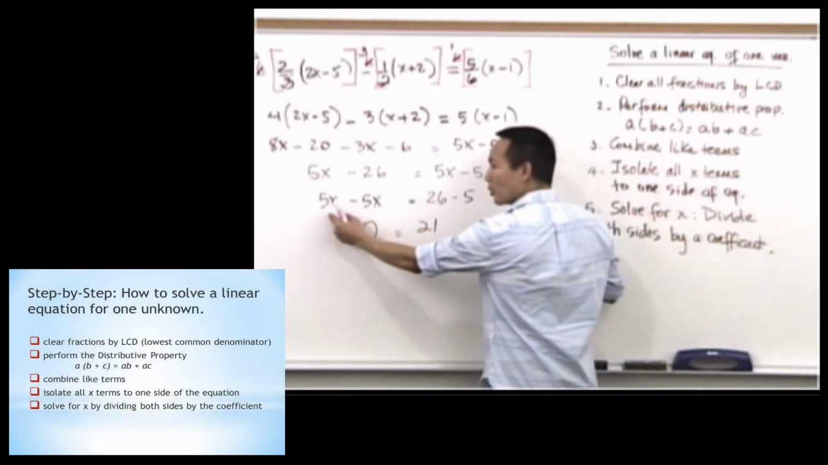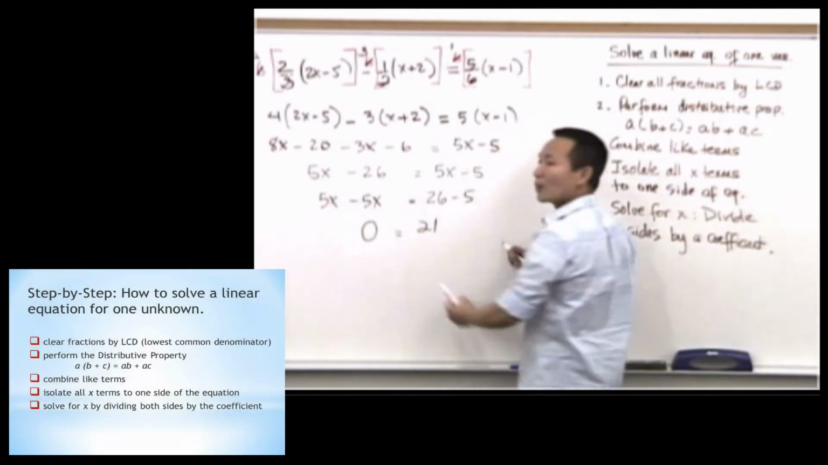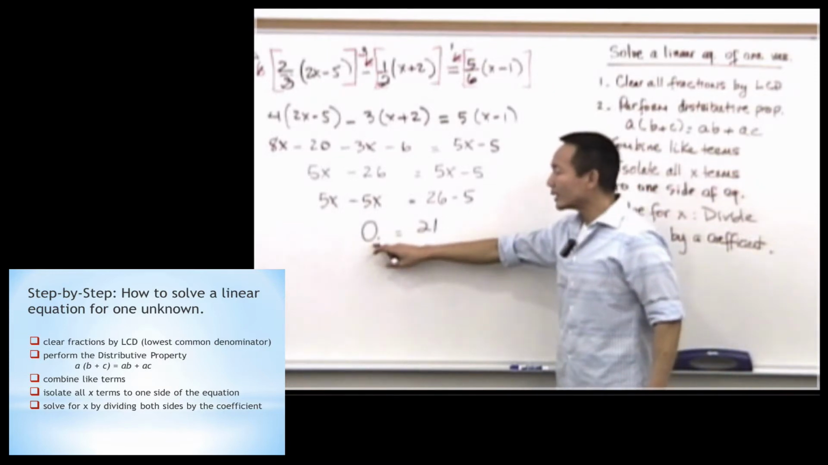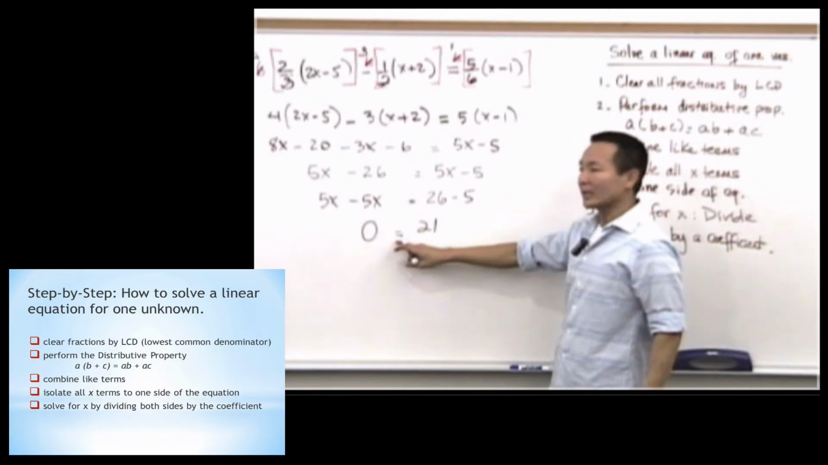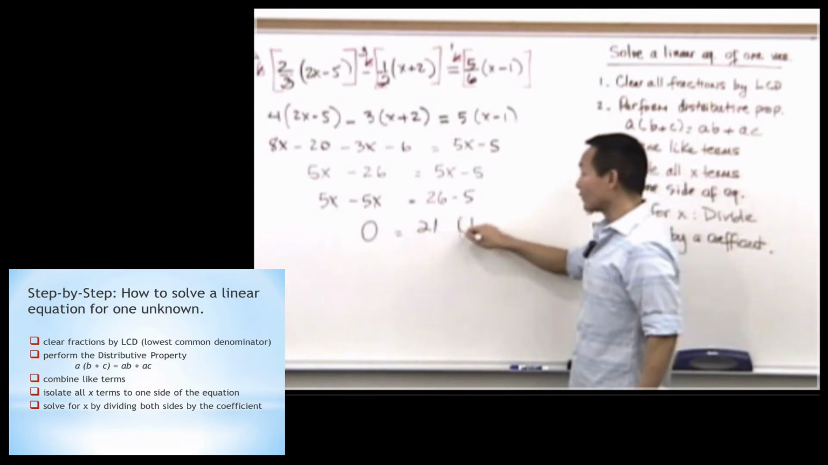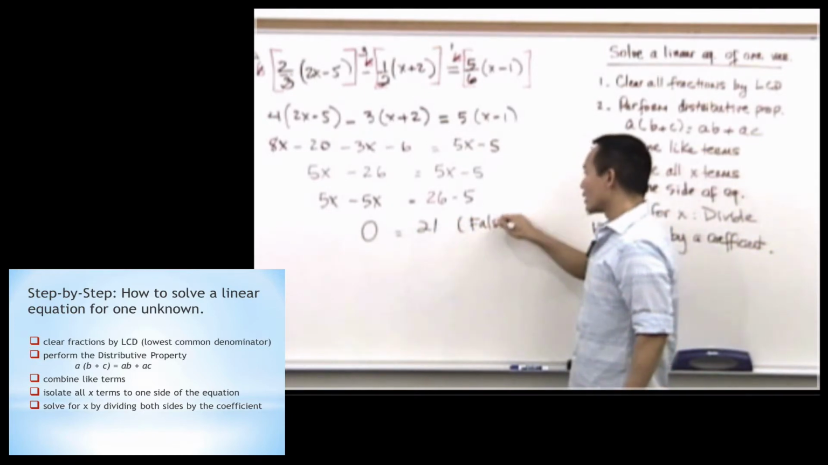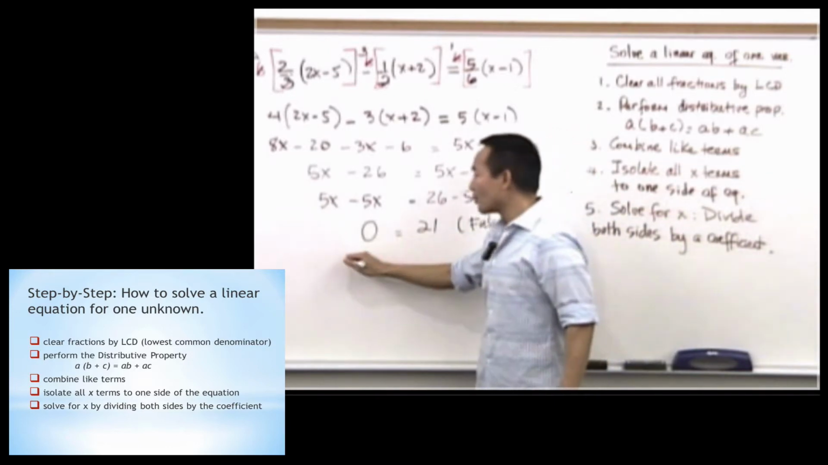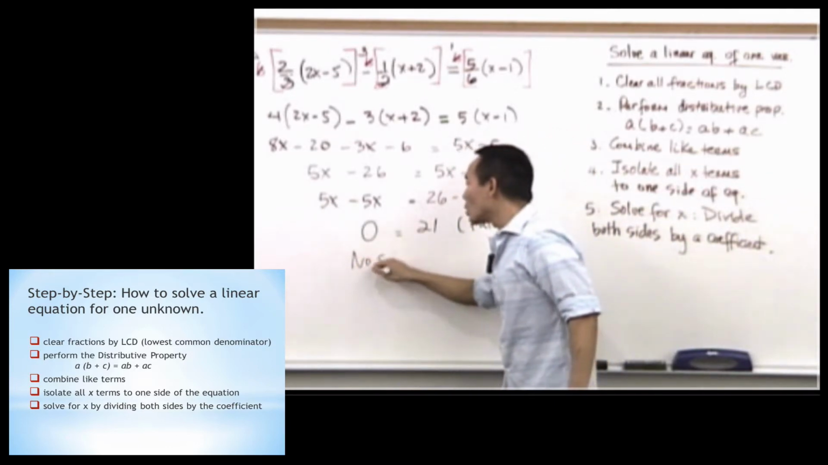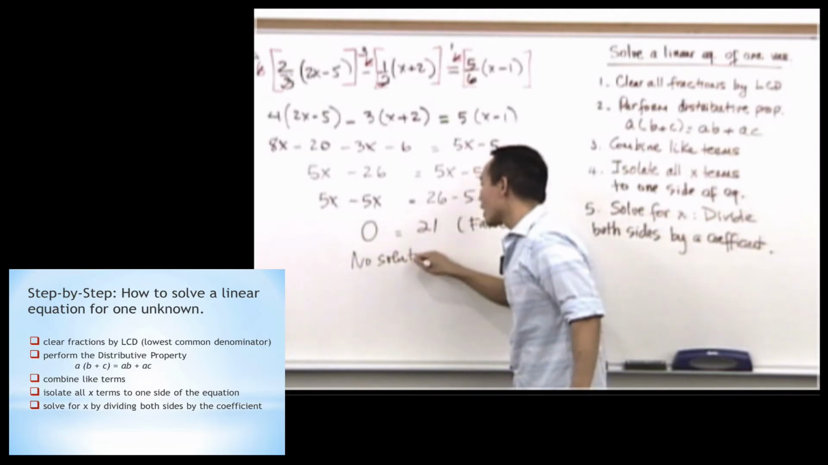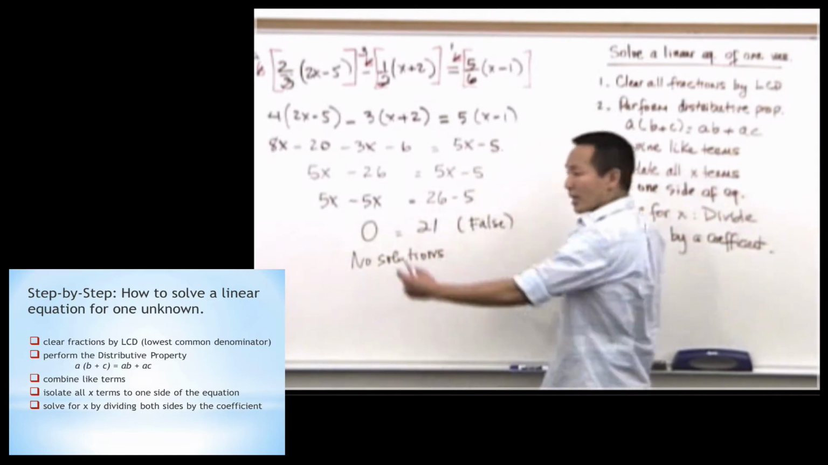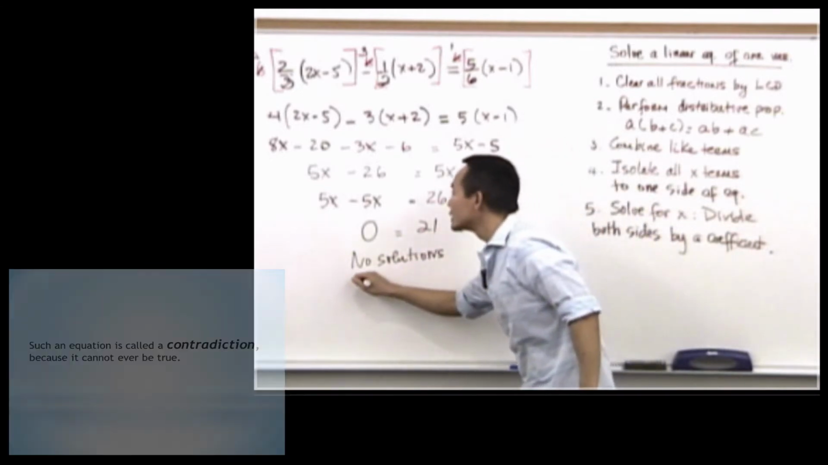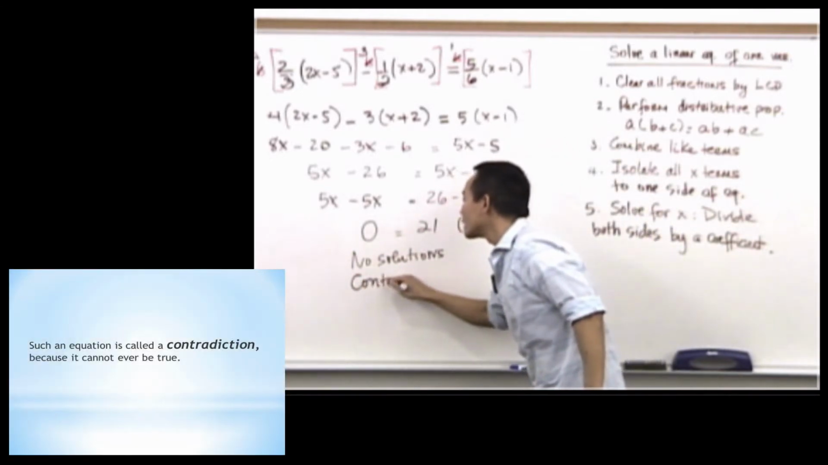We have no more x's to be solved, and we end up with a false statement. 0 cannot be equal to 21, so this is false, unsolvable. Therefore, we say no solution. And this type of linear equation, we call it a contradiction.